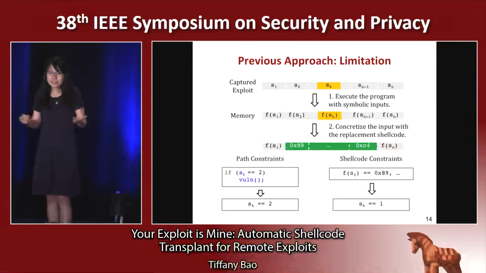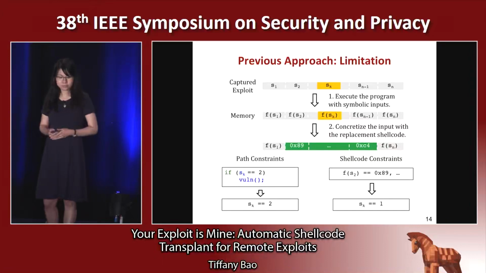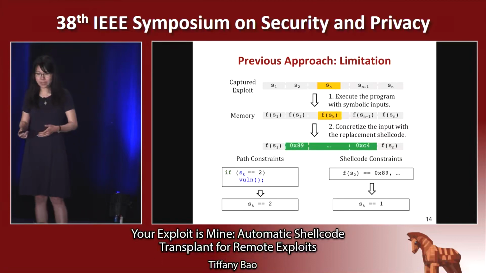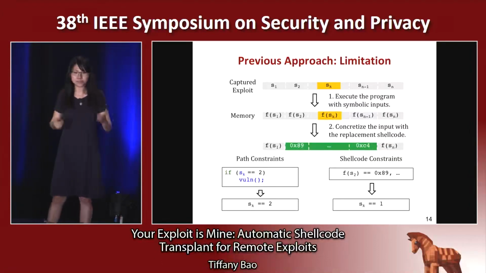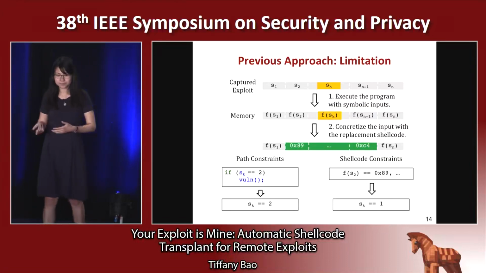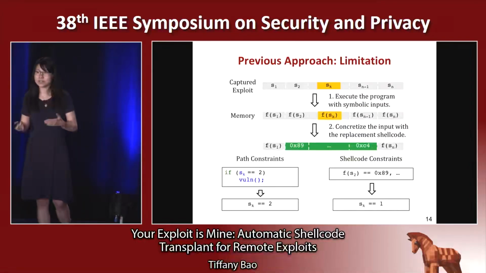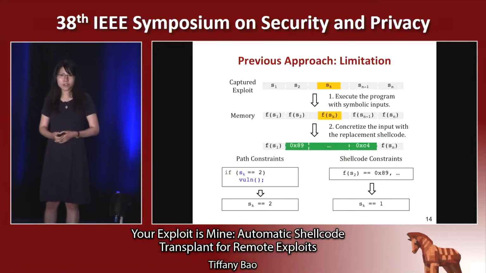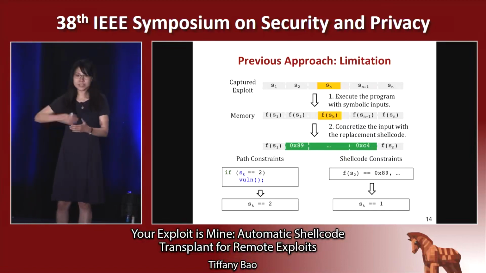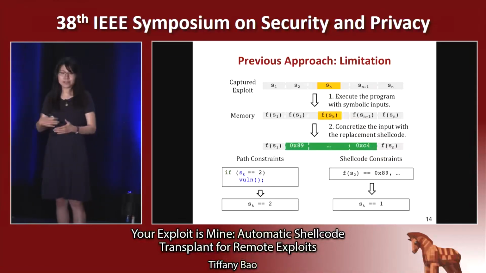However, there may not exist a satisfiable solution. For example, suppose we have a vulnerable program saying only if sk is equal to 2, it goes to a vulnerable function. In this case, to trigger the vulnerability, we have to have sk equal to 2. On the other hand, when we concretize the shellcode to the symbolic memory, we may have some constraints saying sk has to be equal to 1. These two constraints contradict.